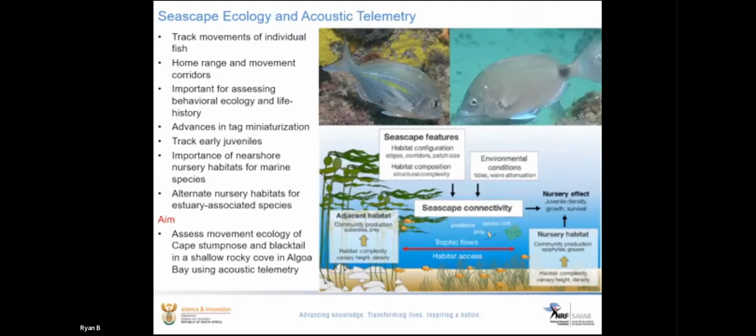Advances in tag miniaturization now allow for the tracking of early juveniles to assess the relative importance of nearshore nursery habitats for marine species and alternative nursery habitats for estuary-associated species. The aim of this part of the study is to assess the movement ecology of Cape Stumpnose and blacktail in a shallow rocky cove in Algoa Bay using acoustic telemetry.